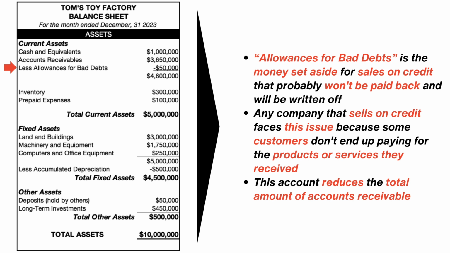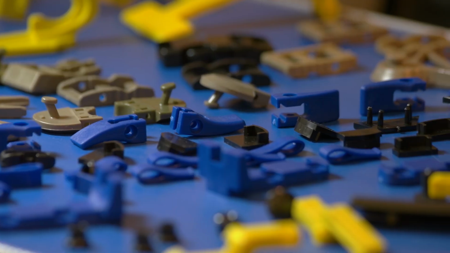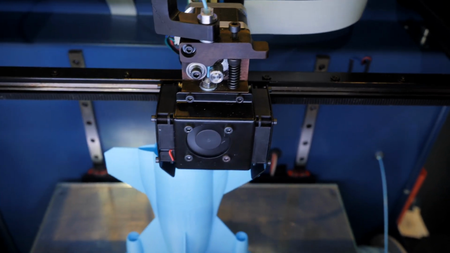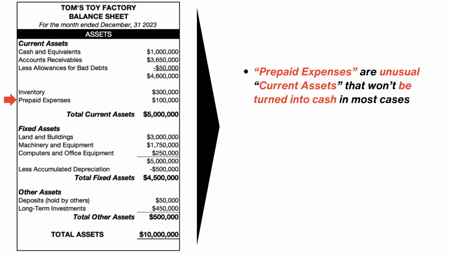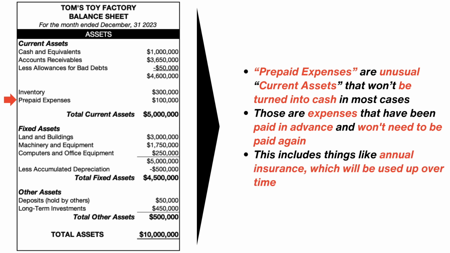This account reduces the total amount of accounts receivable. Inventory is the value of raw materials like plastic or paint, work in progress toys partially assembled, and finished toys ready to be sold. Prepaid expenses are unusual current assets that won't be turned into cash in most cases. Those are expenses that have been paid in advance and won't need to be paid again. For Tom's Toy Factory, this includes things like annual insurance, which will be used up over time.